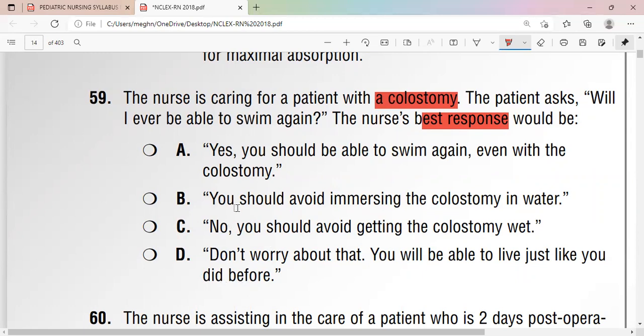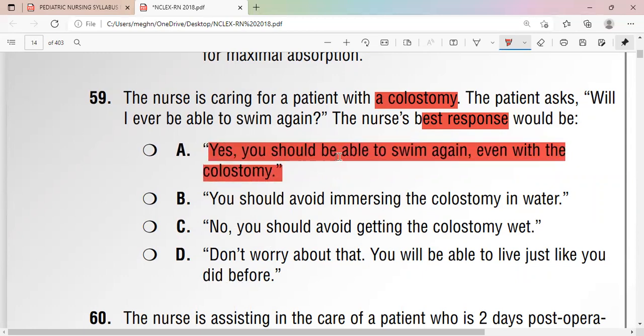So the correct answer is number A, right? Yes, you should be able to swim again, even with the colostomy. The client with a colostomy can swim and carry on activity as before the colostomy. Answers B and C are also incorrect. And answer D shows a lack of empathy, saying you will be able to live just like you did before. Definitely it is not true.